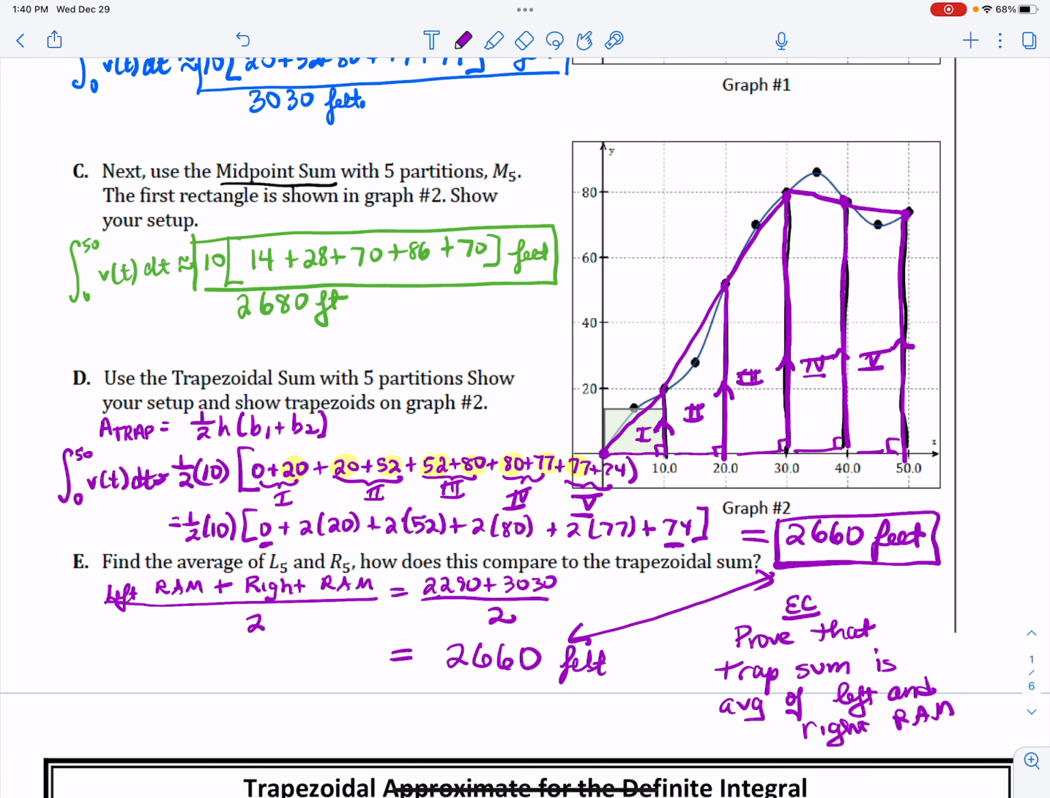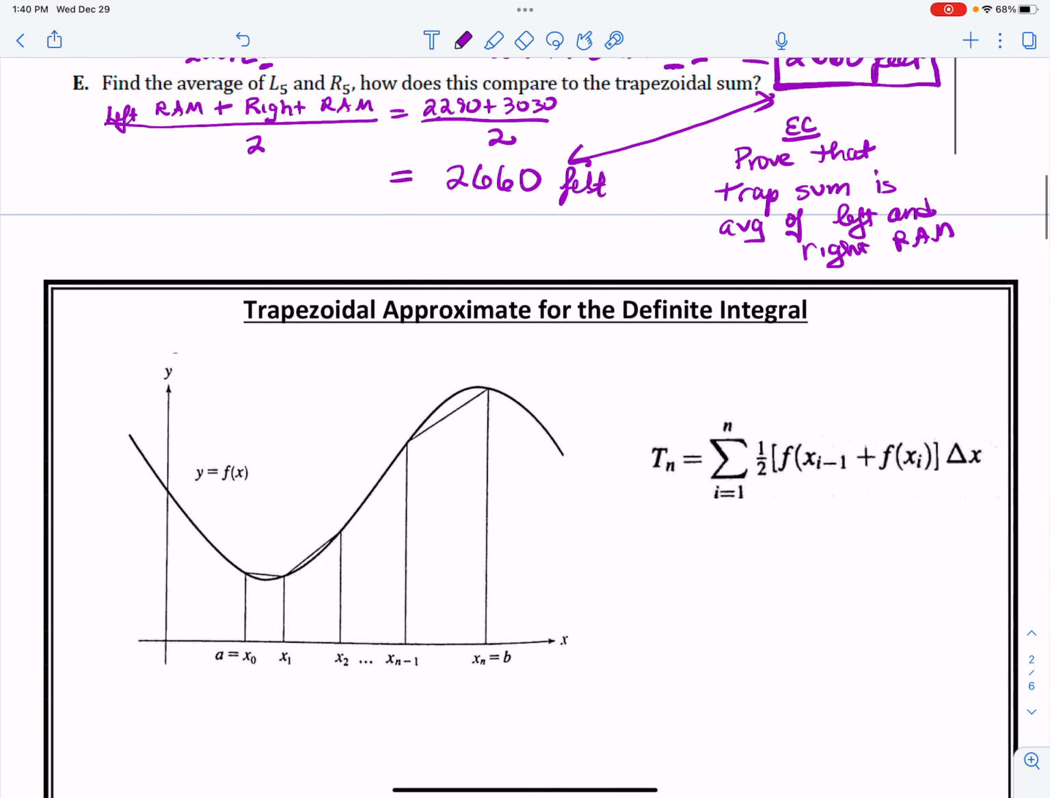Okay. A lot of students think that midpoint Riemann sum is the average of left and right Riemann sums, but it's not. It's a more accurate estimation for the area under the curve, and it turns out to be the trapezoidal sum. So let's just summarize here.